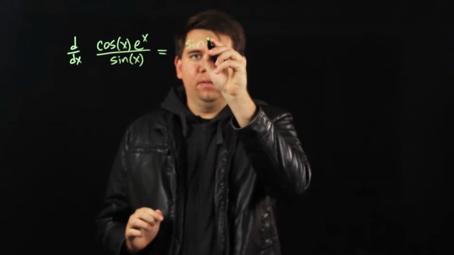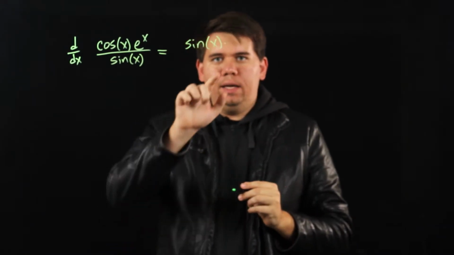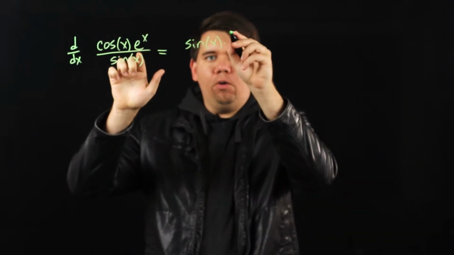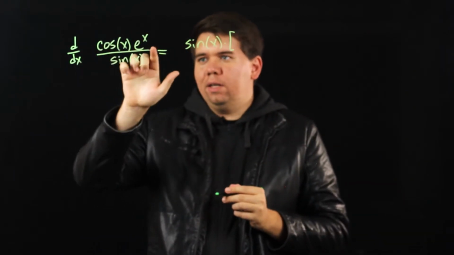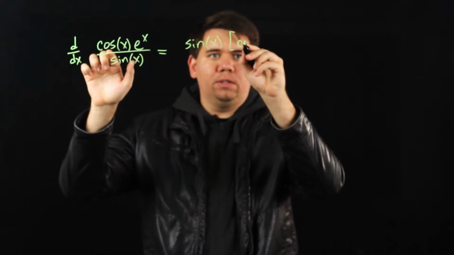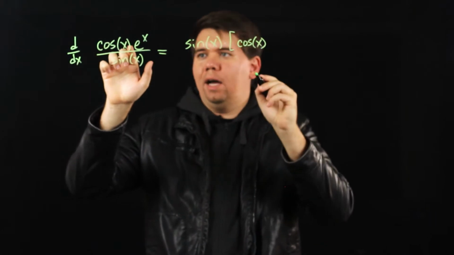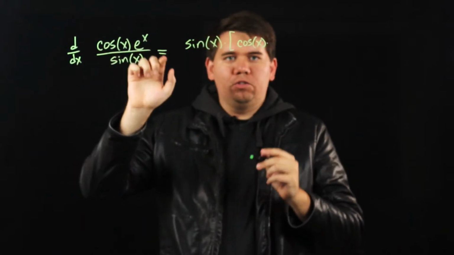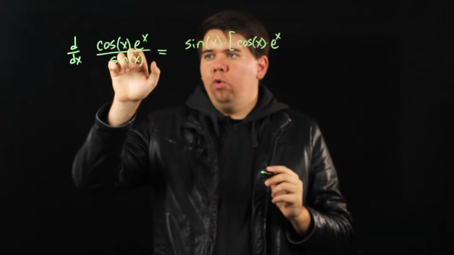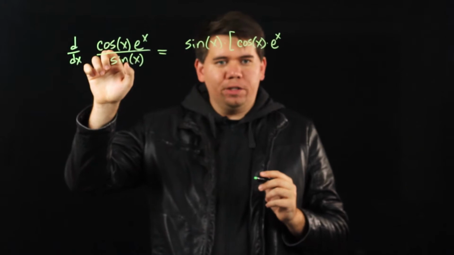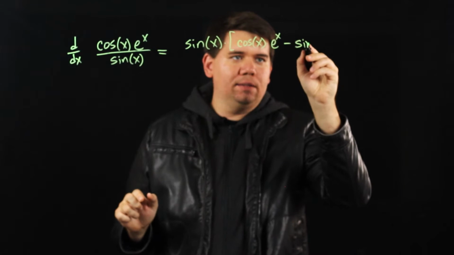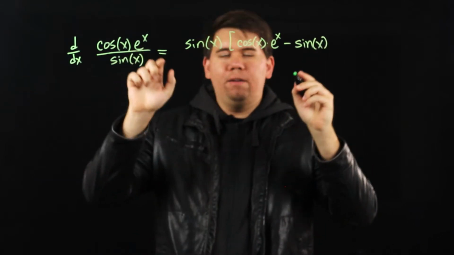sine of x, timesing it by the derivative of the top. Well, the derivative of the top is itself a product. So to calculate the derivative of that, we need to use product rule, which is hold the first, cosine of x, times by the derivative of the second. The derivative of e to the x is still e to the x, plus hold the second, derive the first. But the derivative of cosine is minus sine, so it will become minus sine of x times leaving the e to the x the same.